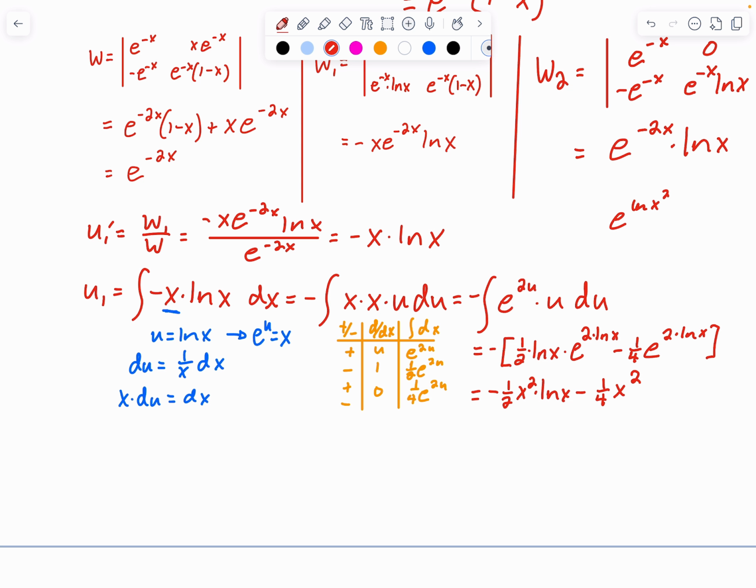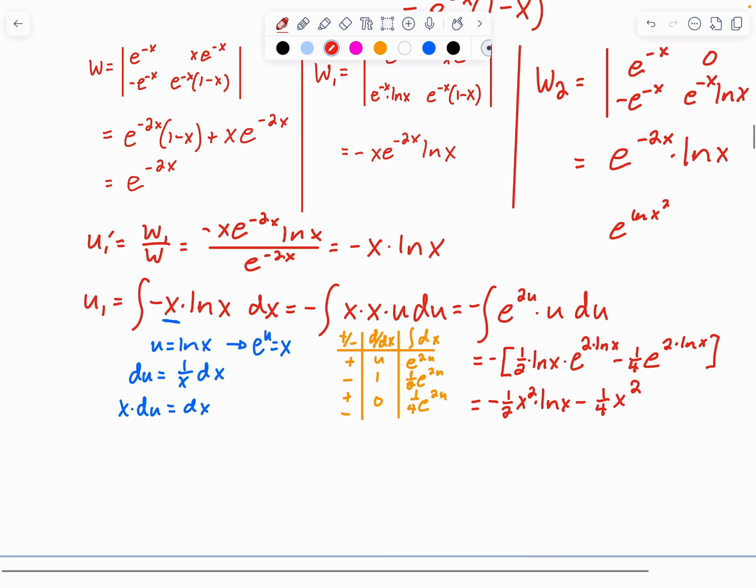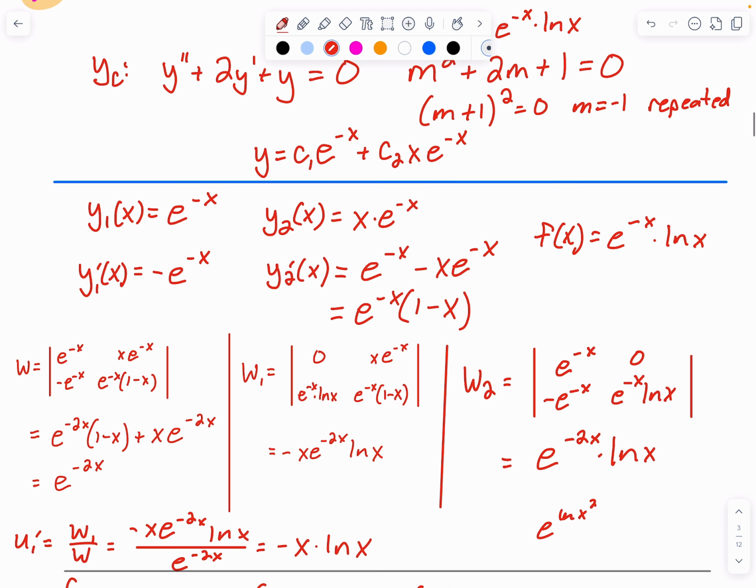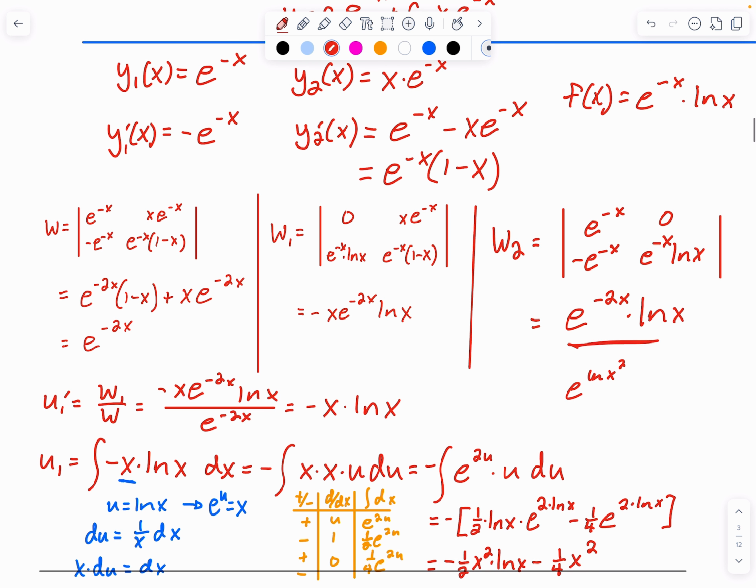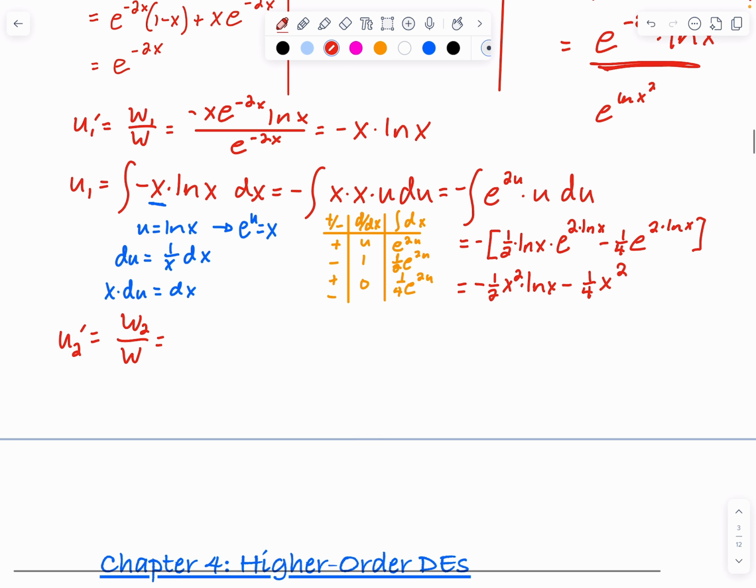All right, so there's u1. We have to do u2 now, which I believe is going to be a little simpler, if I remember. W2 over W. All right, so W2 then was, I think, right here. Oh, we don't have the x this time, so that's nice. e to the negative x times ln of x divided by W, which was e to the negative x. That means that W2 is ln of x.